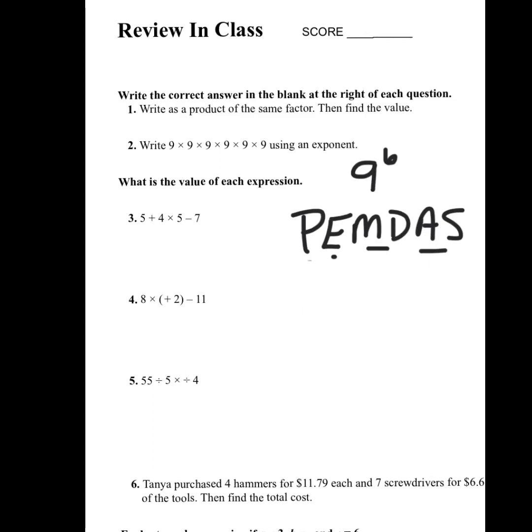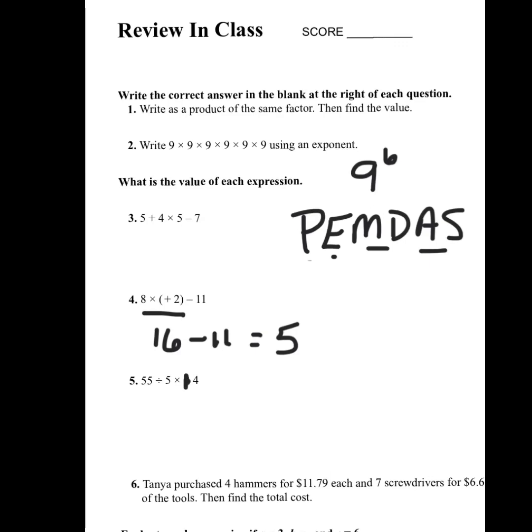For number 4, same idea. There's parentheses, but they're not there for any other reason, just to show it's a positive number. And then multiplication and division from left to right. So that would just be from left to right, multiplication, and then there's a subtraction, so that would be last. So this would be 16 minus 11, and that gives us 5.